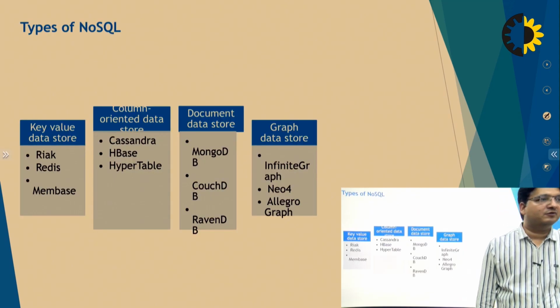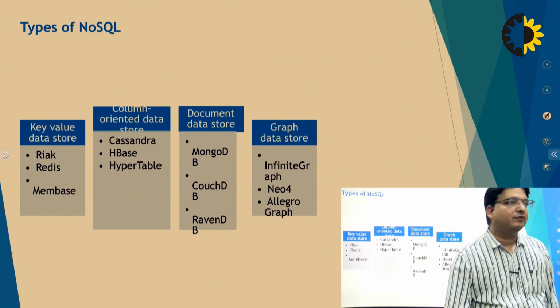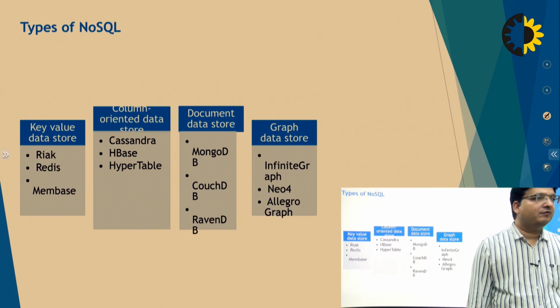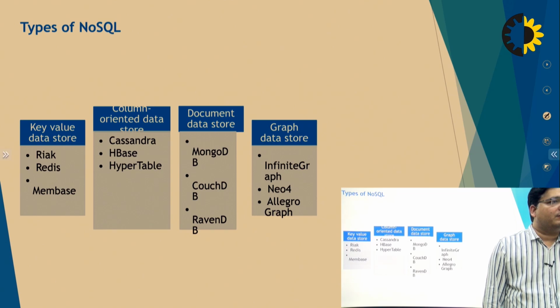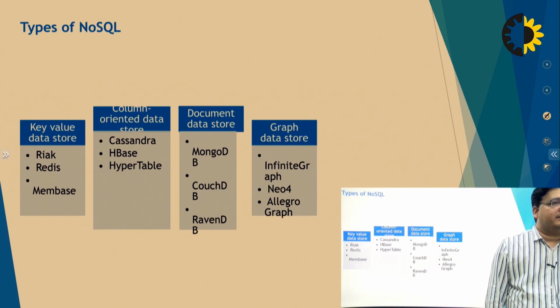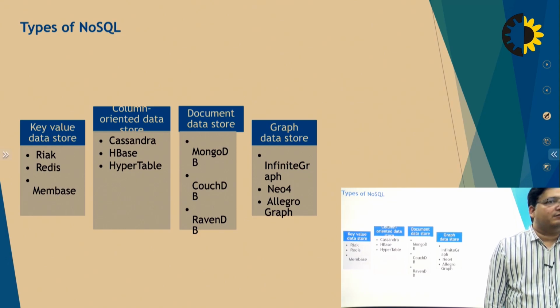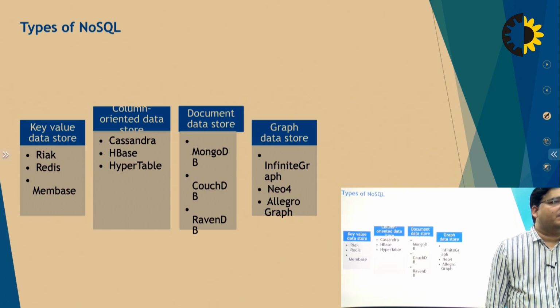So, types of NoSQL. NoSQL is of 4 types basically: key value data store, column oriented data store, document data store, and graph data store. In key value data store, the concern is key values which are associated. The various examples are Riak, Redis, and Membase.